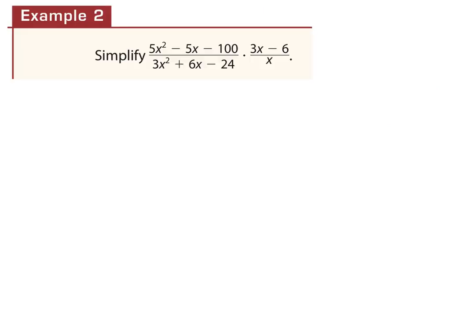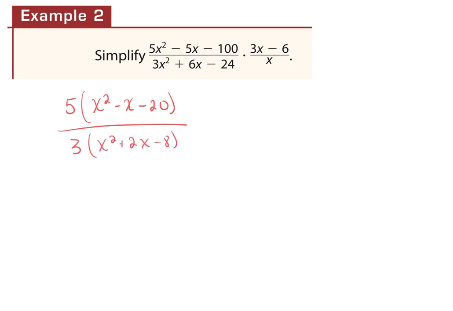Polynomial. So I'm going to take my polynomial. The first thing I'm going to ask is, is there anything in common? Obviously between 5x squared, 5x, and 100, I can take a 5 out. So I'm going to start by factoring out that 5, and I have x squared minus x minus 20 here. On the bottom, there's a common factor of 3, 6, and 24. A 3 can come out. I have 3 times x squared plus 2x minus 8.